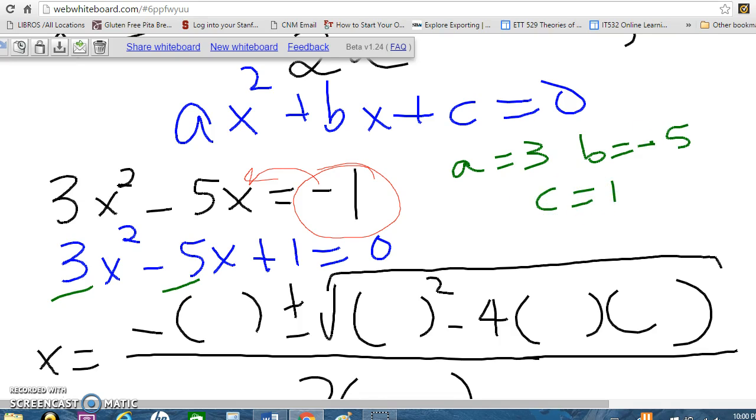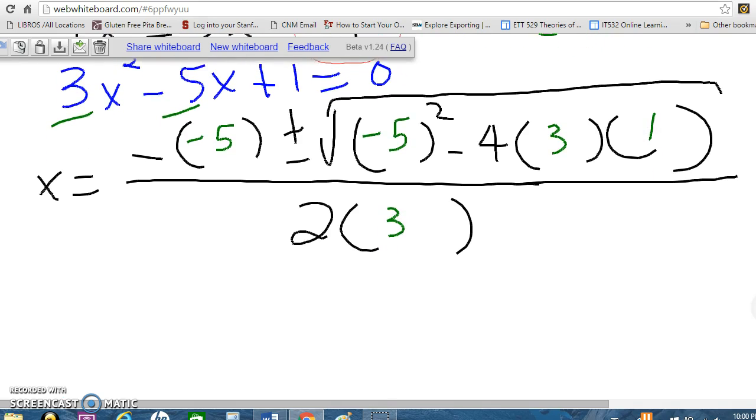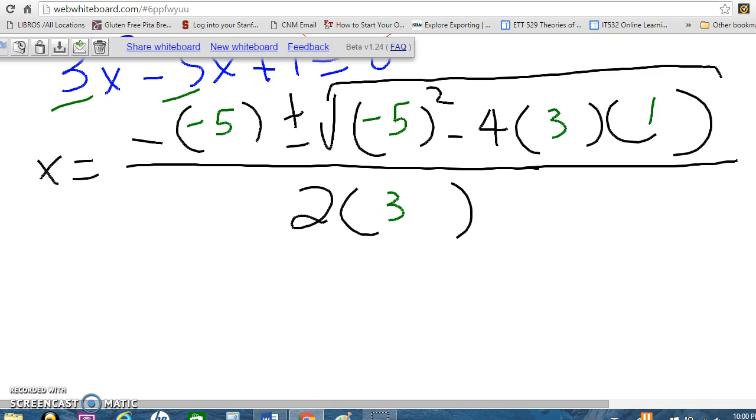So now let's just plug it in. It was minus B, and we already saw that B was -5. And then B squared, which is -5 squared, minus 4 times A, which is 3, times C, which is 1, all over 2 times A, which is 3. And so let's just simplify this out. Negative times a negative is a positive.